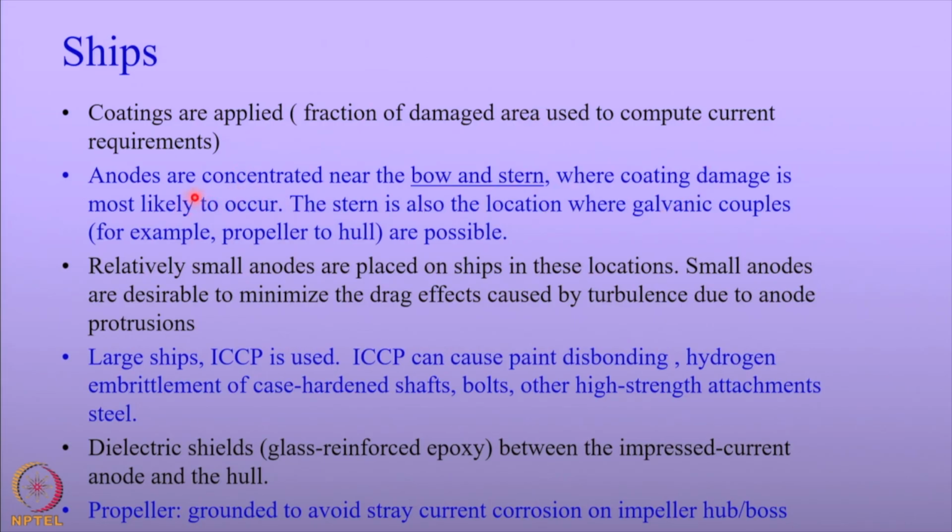The anodes are concentrated more on the bow and on the stern side, where the coating is damaged. As we have seen before, when the coating is damaged, the current requirement becomes more, and so the anodes are more concentrated on these locations where the coating is likely to get damaged in service.